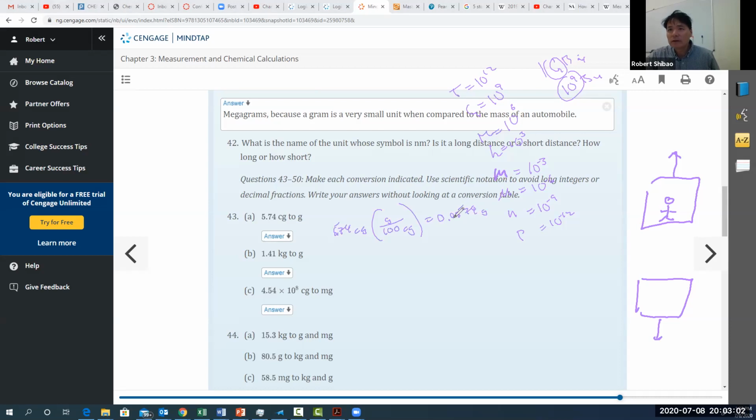This one would be more convenient in milligrams. In milli, we just move it 3 decimals. So this would be 57.4 milligrams. I don't know why they use centigrams for that. Centigrams is a very odd unit. I would have skipped this problem myself.